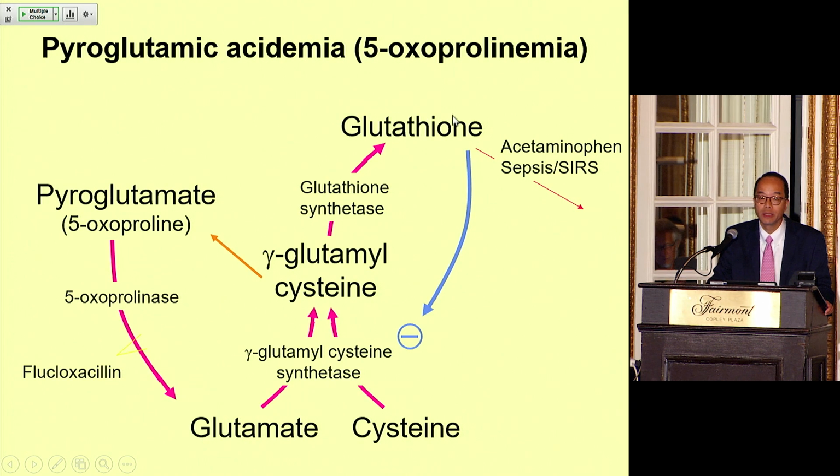If you deplete glutathione, so that's what acetaminophen does, is actually uses up glutathione, as does sepsis, then this feedback loop is diminished and more gamma-glutamyl cysteine is made and accumulates, overwhelms the ability to generate glutathione. And so there's a salvage pathway where gamma-glutamyl cysteine is converted to pyroglutamic acid, which is also called 5-oxoproline, two names for the same compound. And so that's what causes the anion gap acidosis.